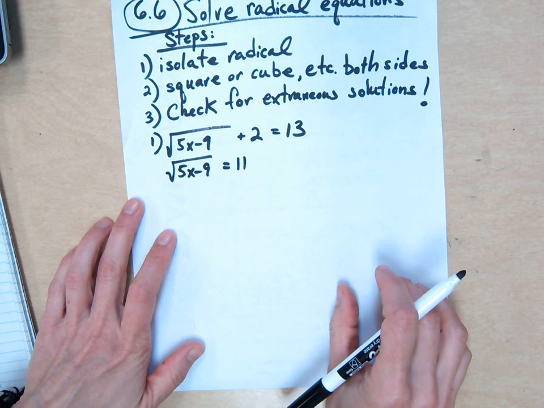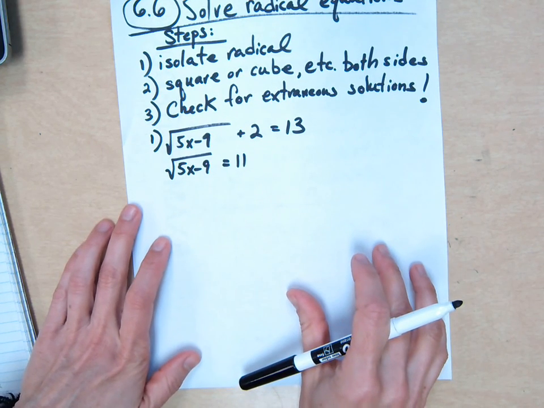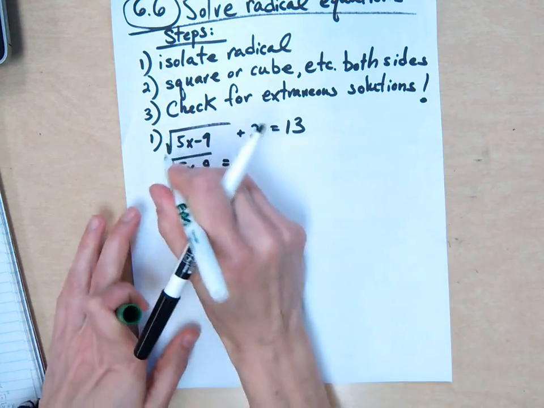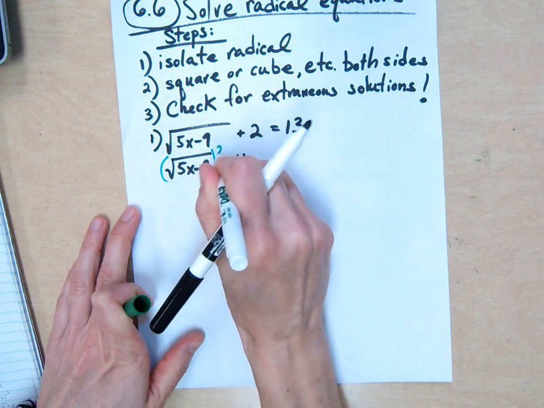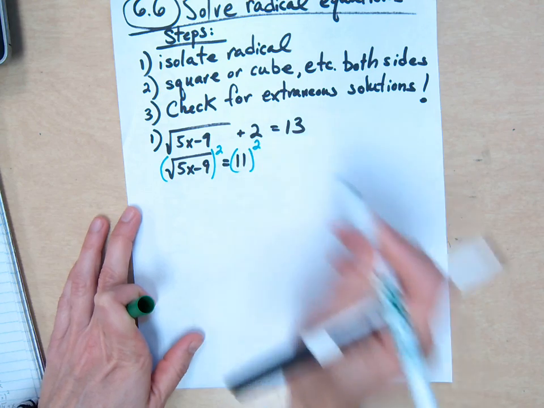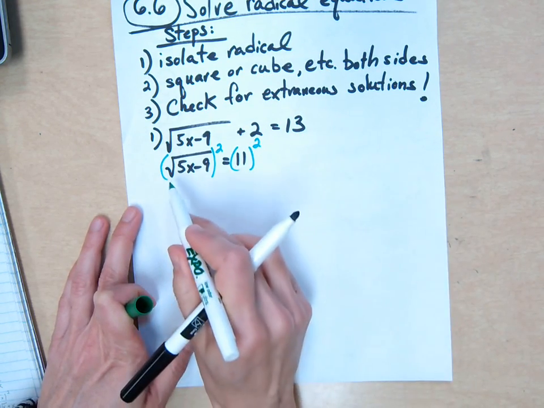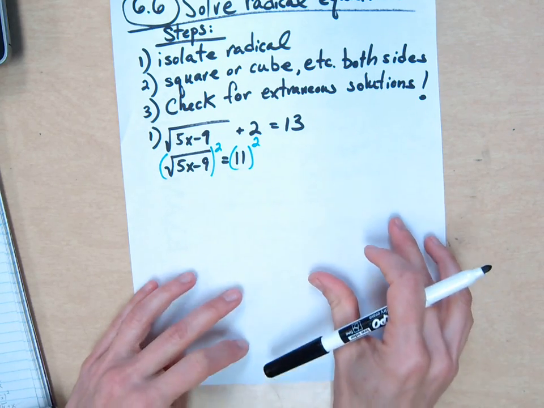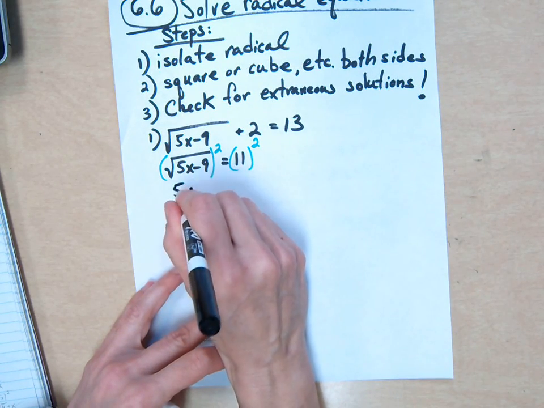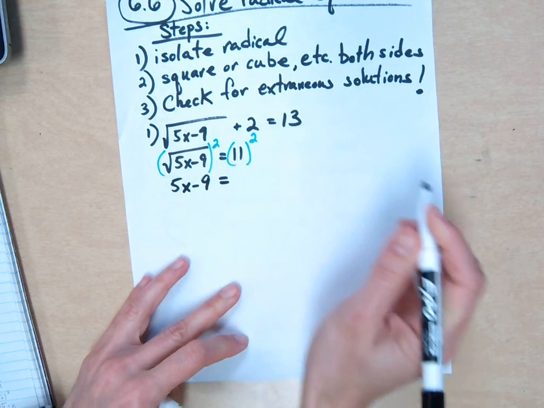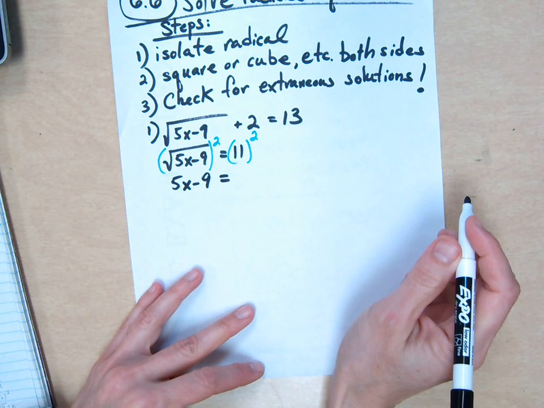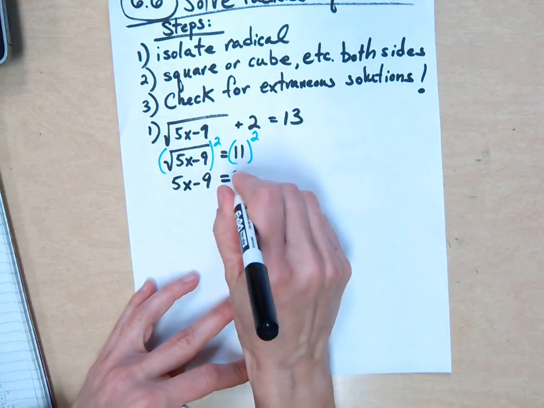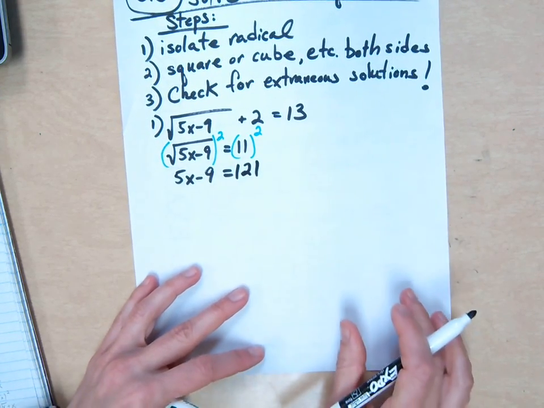And then step 2, since it's a square root, we square both sides. We can put it in a different color to show that we're squaring. We're doing the same thing to each side. The radical and the square are inverse operations. They undo each other. So now we just have 5x minus 9. 11 squared is? Yes, it's not 22. It's 121. That means 11 times 11.